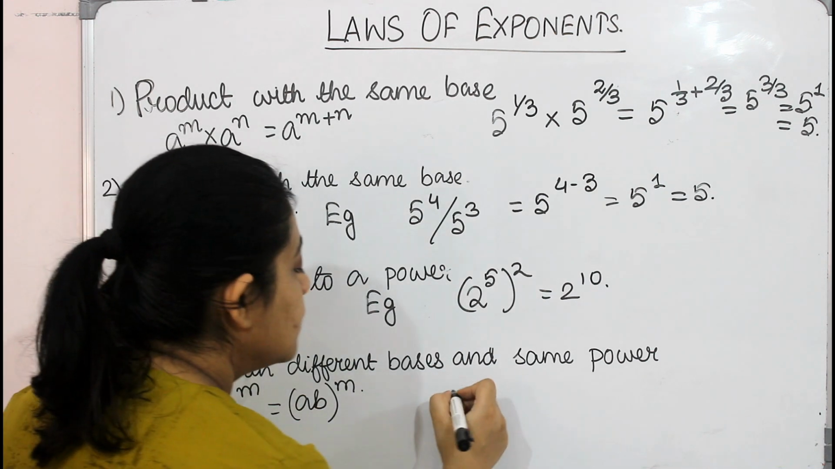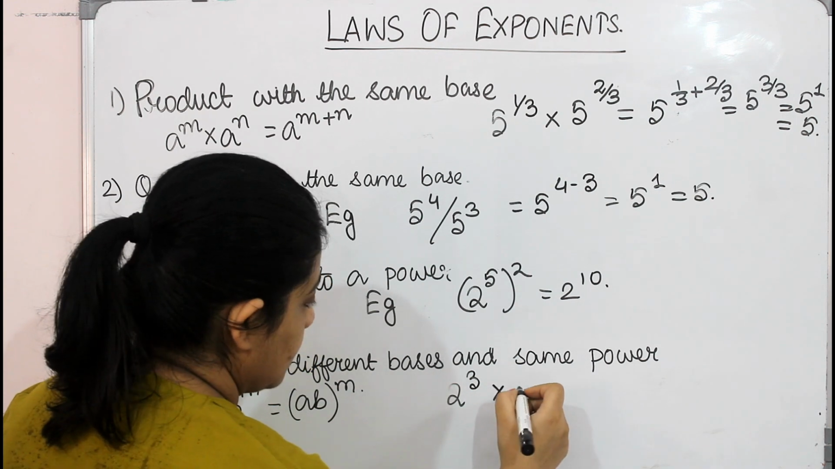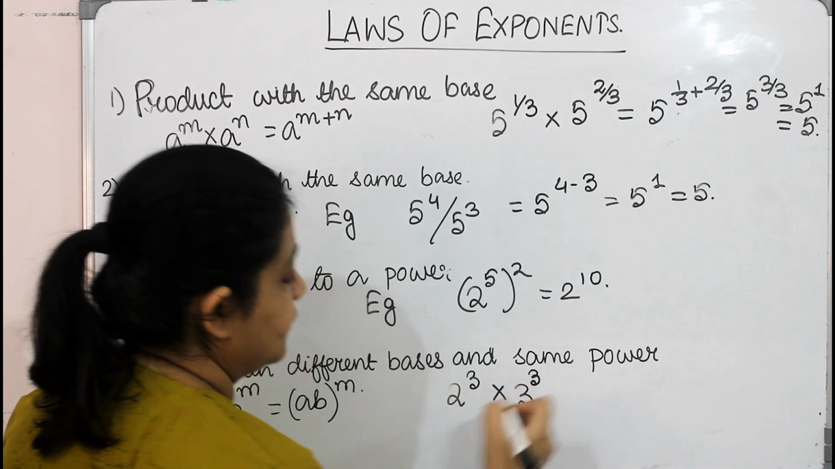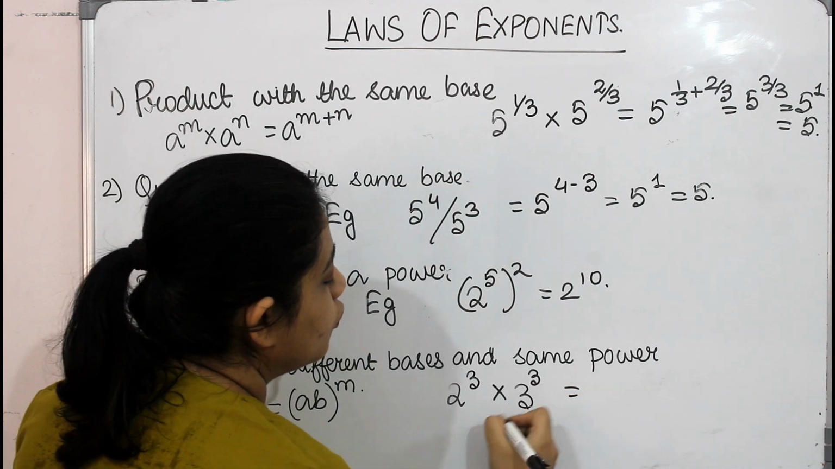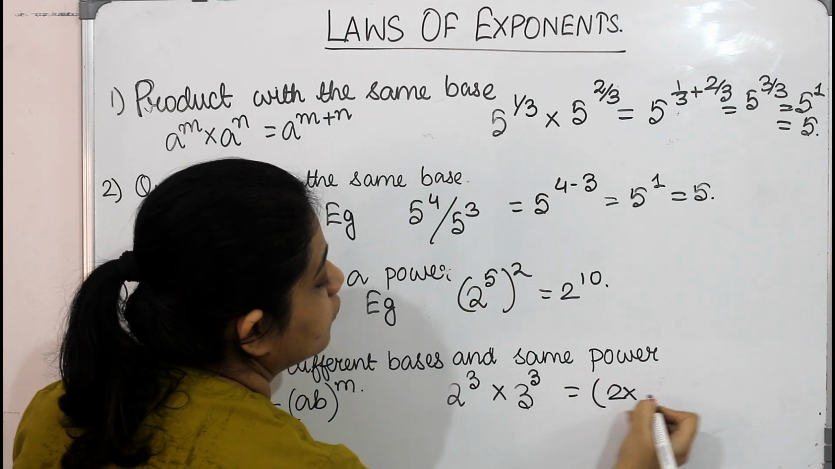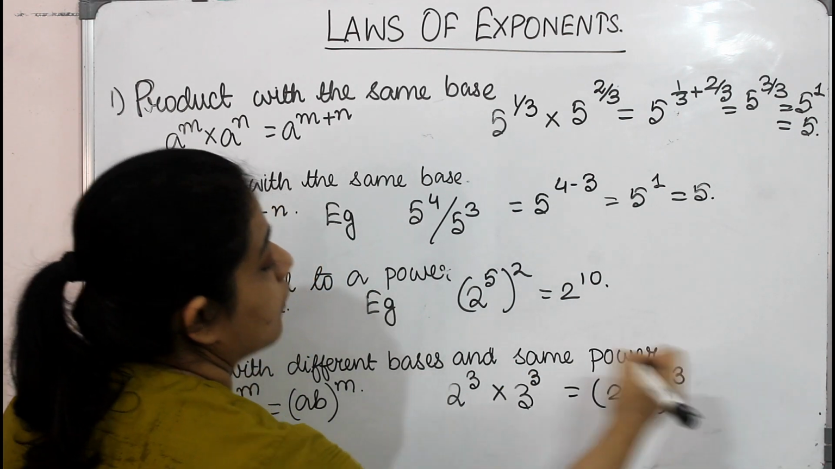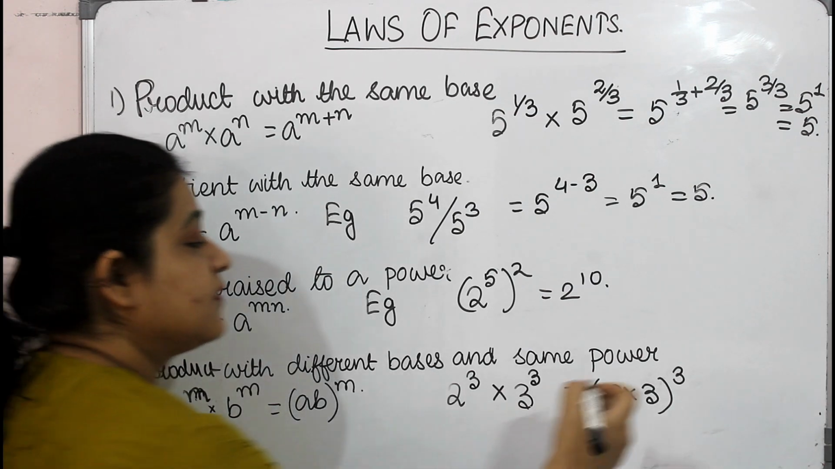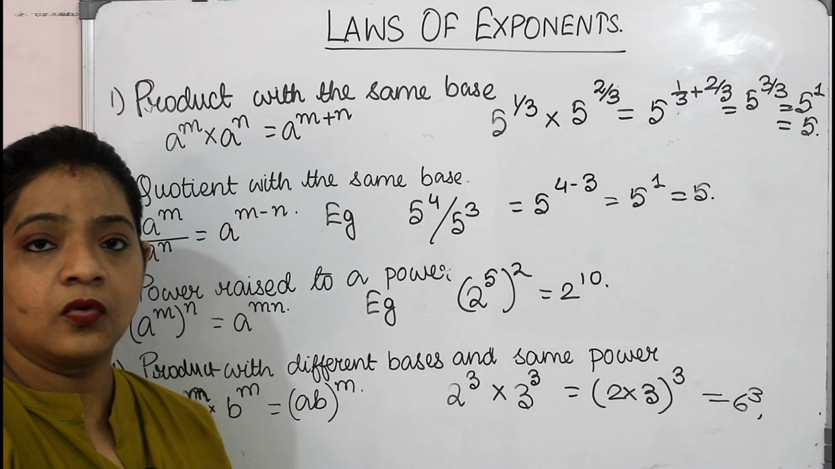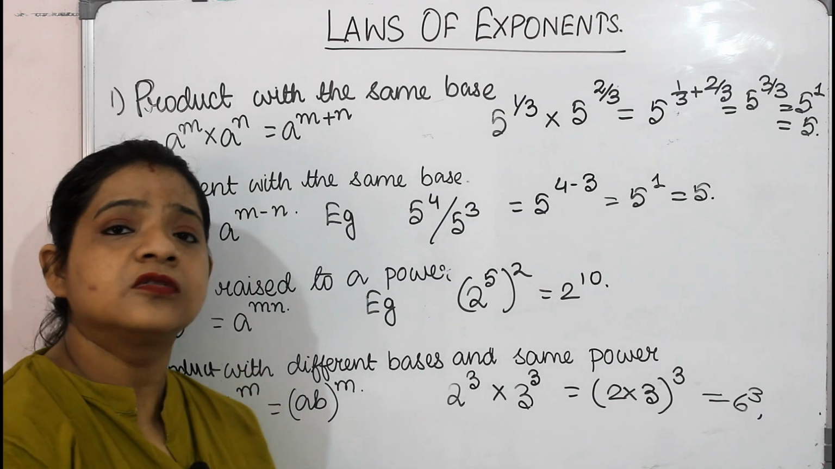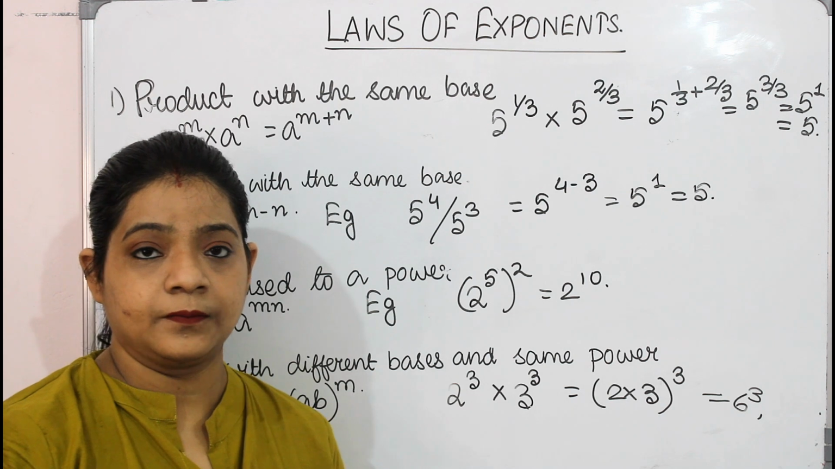For example, 2 to the power of 3 into 3 to the power of 3. Under this case, what will you do? You write 2 into 3 and write the power outside the bracket. That is 6 to the power of 3 you are getting. So this is the fourth law of exponents. Let's look into the fifth law.